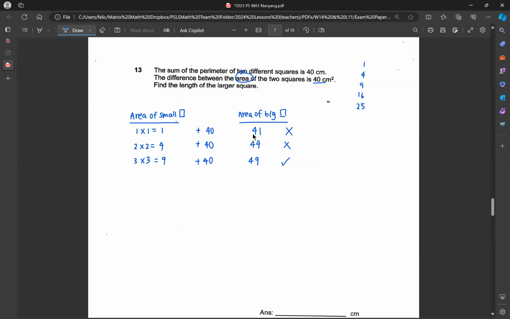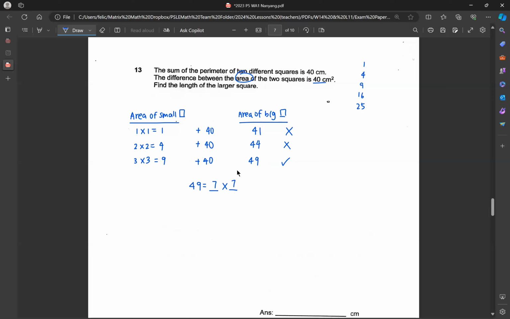So 49. So now the question is asking to find the length of the larger square. So right now we haven't confirmed yet. I'm not sure whether really it is this result of 9 and 49, because later you still have to check using the sum of the perimeters. So later we still have to deal with that. So let's find the length of the bigger square, assuming that 49 is really the correct area for the big square. That means I have to show 49 equals something times something, right? What are the two blanks? Okay, so the two blanks will be 7. That means the bigger square has a side of 7 cm.